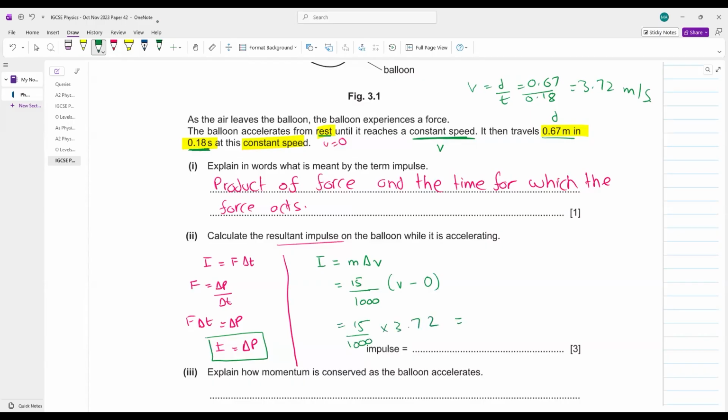What does your answer of impulse come out to be? Yes, geniuses, what does your answer of impulse come out to be? Correct to two significant figures. 0.056 is your answer of impulse. Newton second is your unit of impulse. Correct to two significant figures. What is your answer for impulse? 0.056 and the unit of impulse is Newton second.